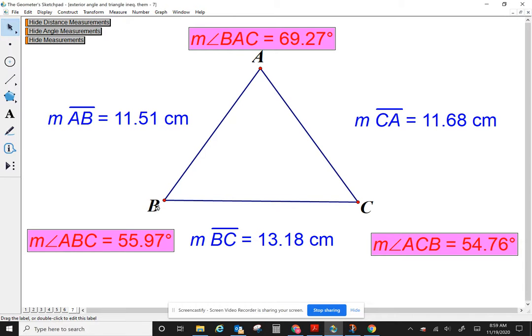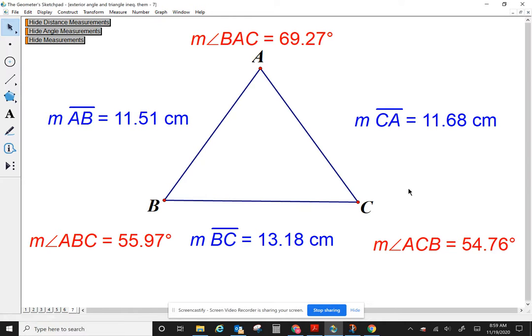Notice here at the bottom left, B is in the center. Measurement of angle ABC. I could also call it CBA, as long as B is in the center. Now this other corner, look, C is in the center. Measurement of angle ACB. Now, in red, I have the angles. In blue, I have the sides.